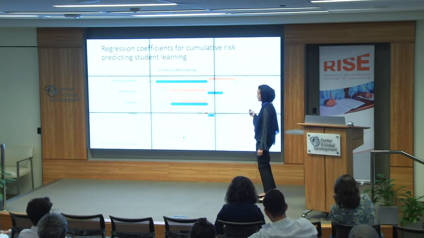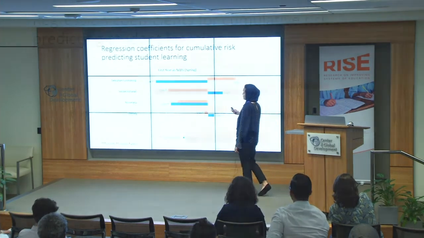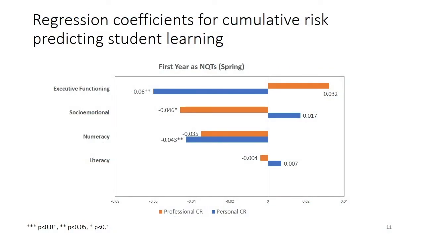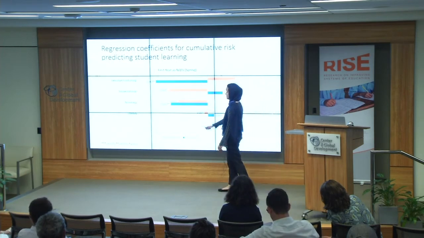When we look at the relationship between cumulative risk and student learning, and student learning here is measured using IDELA, the tool that has been developed by Save the Children, there are people from Save the Children here, so they're very happy, by Save the Children and NYU. Here we see a very marginal correlation. An additional unit of personal cumulative risk is predicting lower numeracy by about 0.04 and lower executive functioning by about 0.06. And professional is predicting lower socio-emotional skills by about 0.005.